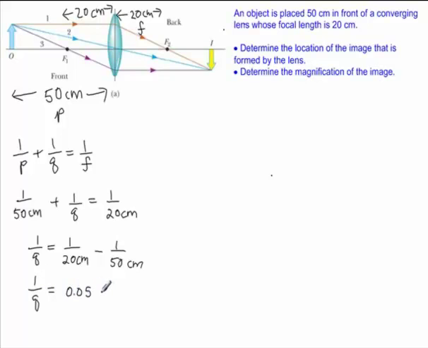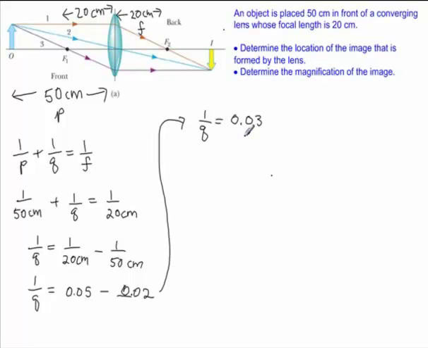Now if I put into my calculator 1 divided by 20, I get 0.05. And if I put into my calculator 1 over 50, I get 0.02. And so what that tells me is that 1 over the image distance is equal to 0.05 minus 0.02, which is 0.03. But we're not done yet, because that's not telling us what the image distance actually is. That's 1 over the image distance.